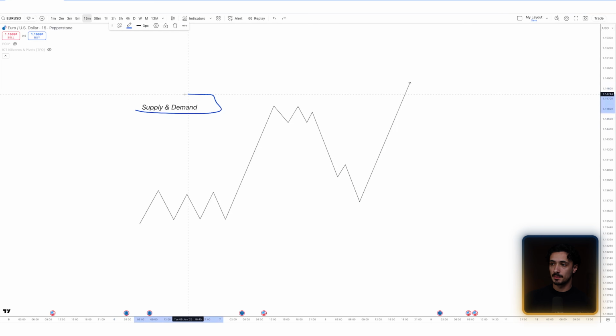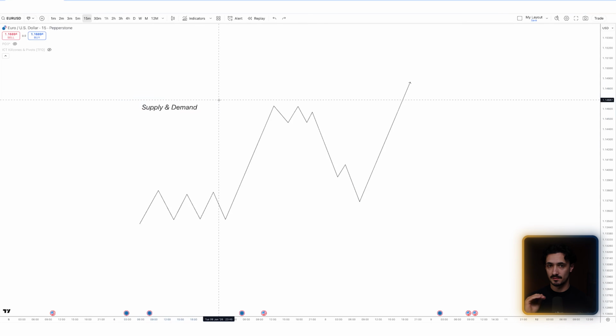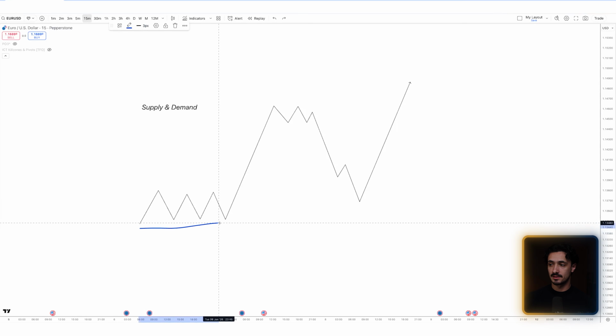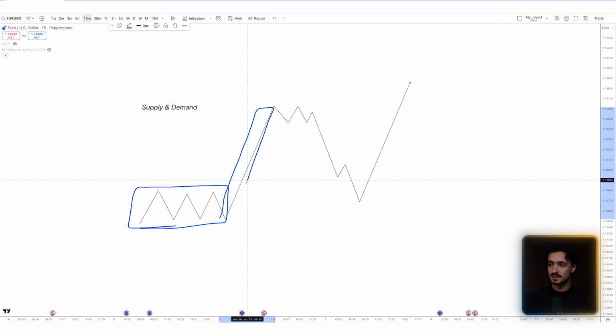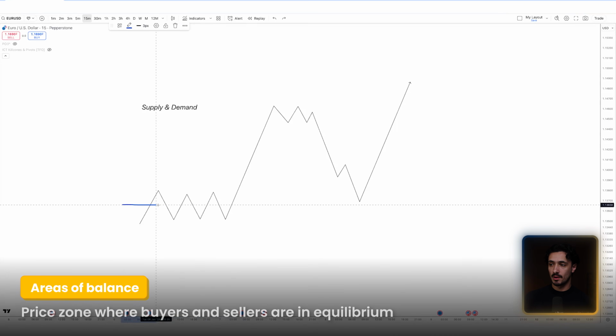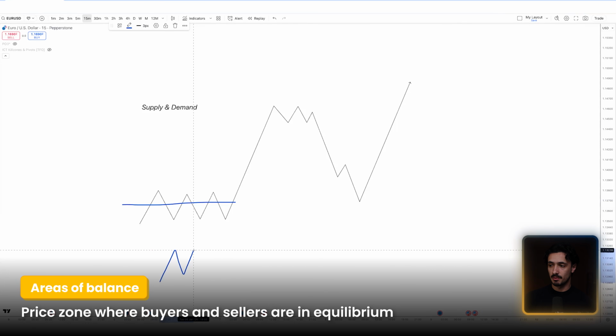Very simply put, supply and demand is what controls the price of anything. Forex, indices, futures, anything that you can possibly think of, supply and demand is the reason that price moves. And here's how it works. Price moves from areas of balance to imbalance. What is the difference? Areas of balance are when price sits steadily inside of a price range.